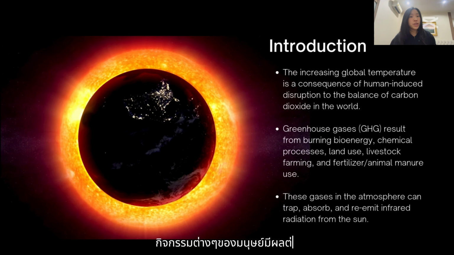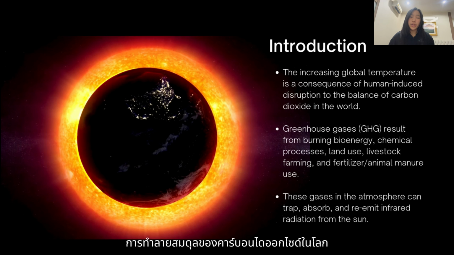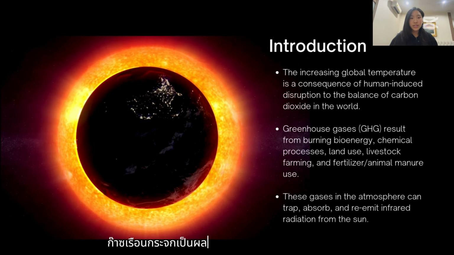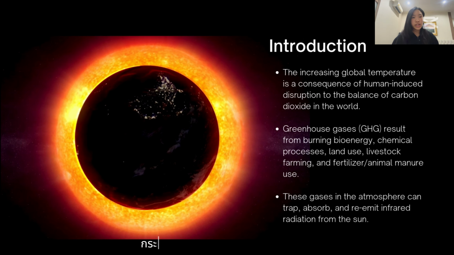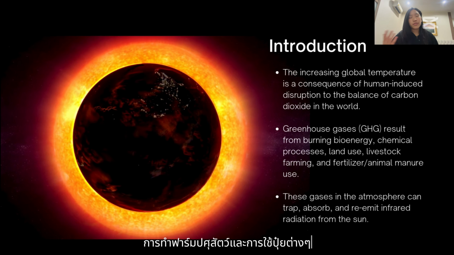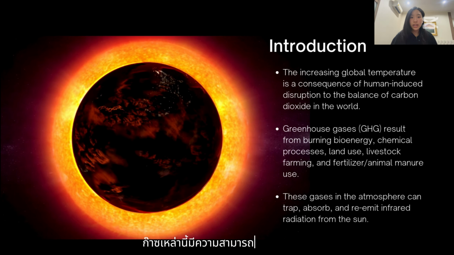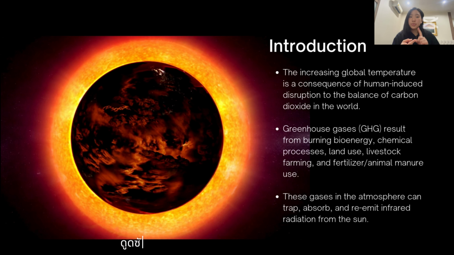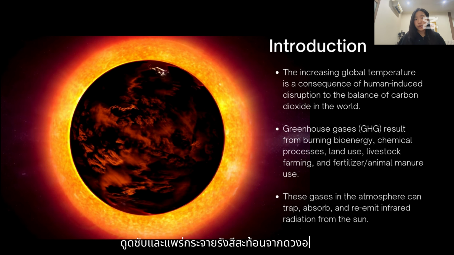As a result of human-induced disruption of the balance of carbon dioxide in this world. Greenhouse gases are a result of energy, chemical processes, land use, stock farming, and fertilizer use. These gases in the atmosphere can trap, absorb, and re-emit infrared radiation from the sun.